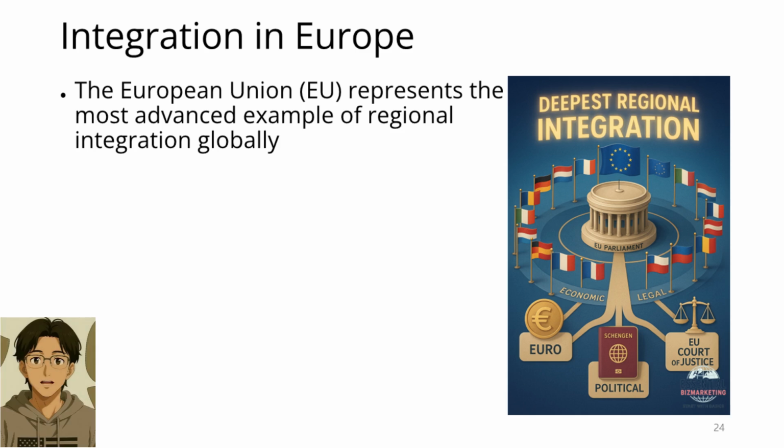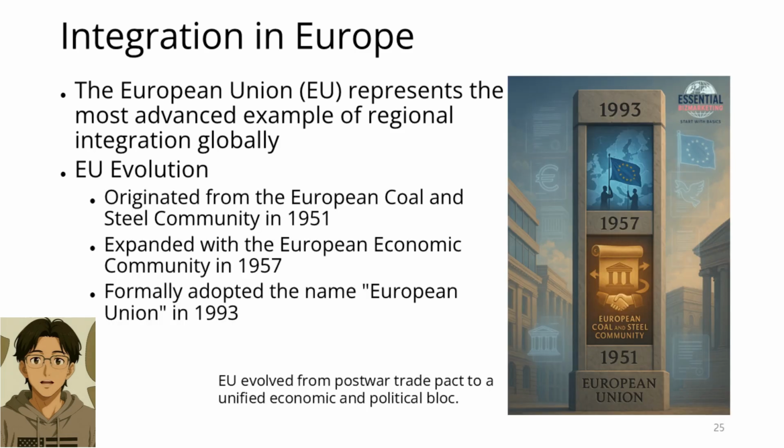Let's now turn to Europe, the most advanced case of regional integration. The European Union, EU, unites multiple nations through economic and political cooperation. It stands as the most sophisticated regional bloc in the world today. European integration began in 1951 with the coal and steel community.